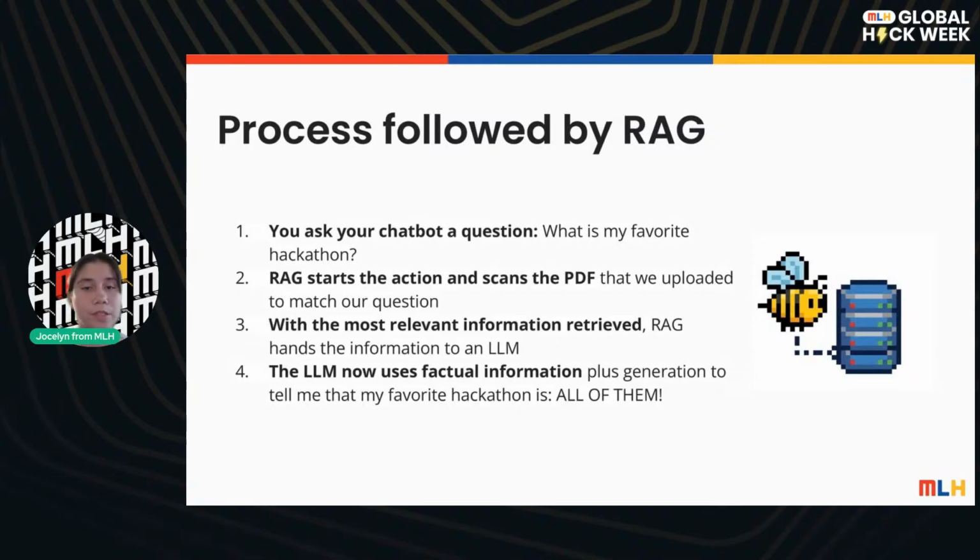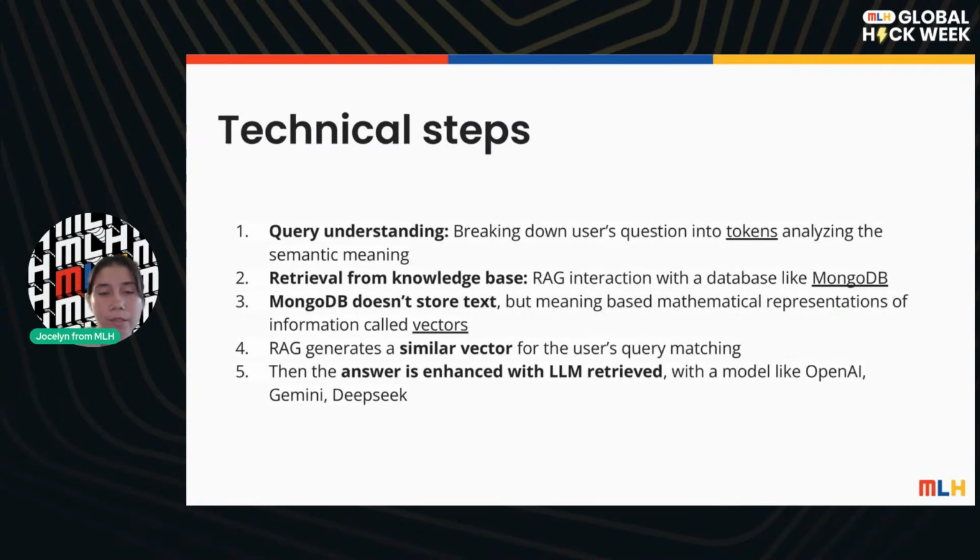So this is the process followed by a RAG. I'm going to skip into the technical steps so we can see a bit more in depth. There are 5 steps in a technical RAG pipeline that works for recommendation systems. Number 1 is that you want to understand the query that you're getting, so basically breaking down the user's question into tokens and analyzing the semantic meaning.